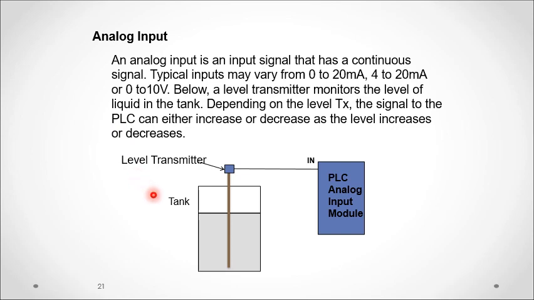So this is an analog input. This is just to do some level indication. It can be an ultrasonic sensor to measure the level of this water tank continuously, and this can be fed into the analog input of the PLC module.